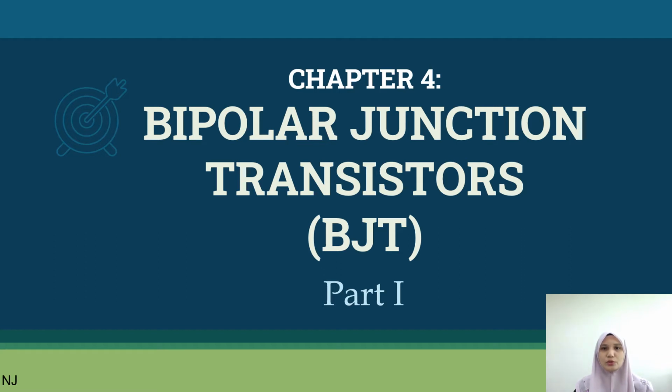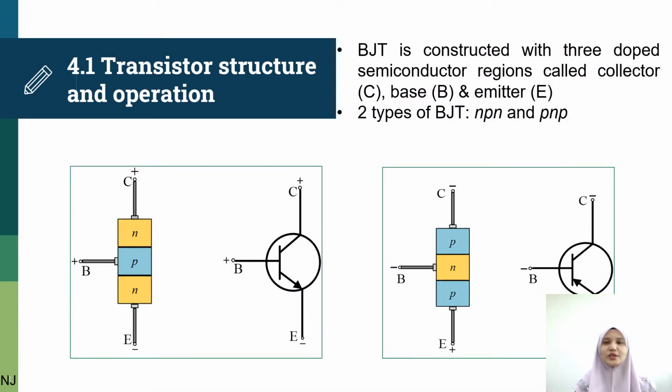So today we'll continue with chapter 4, bipolar junction transistors or BJT. Now let's start with the transistor structure and operation first. The BJT is constructed with three doped semiconductor regions: the collector, here is the collector or C, and then we also have a base or B, and finally an emitter or E. There are two types of BJT, NPN and PNP.